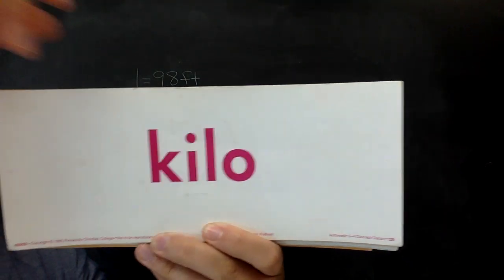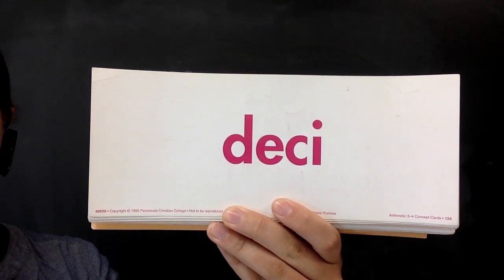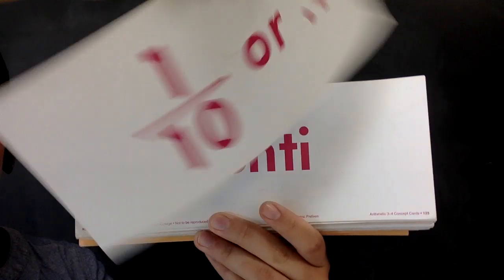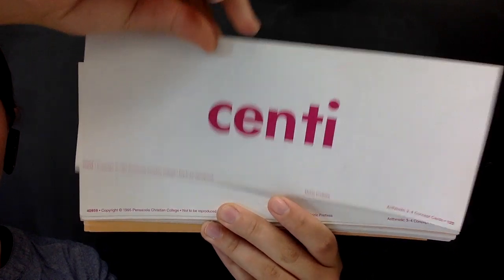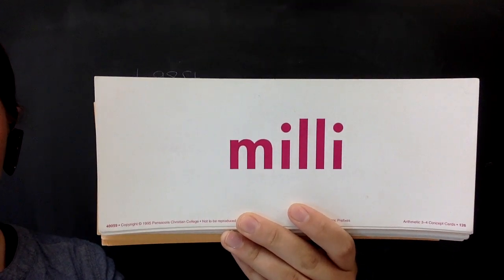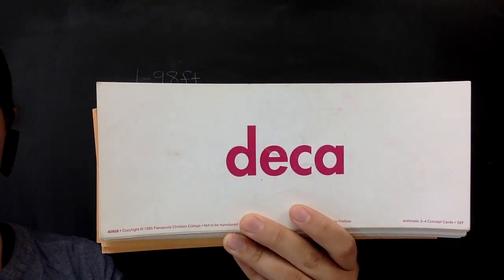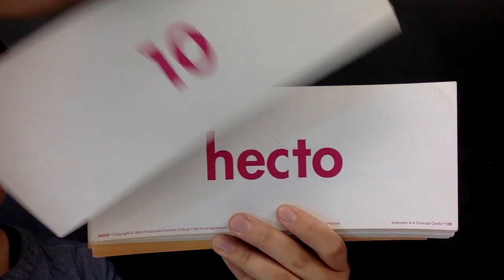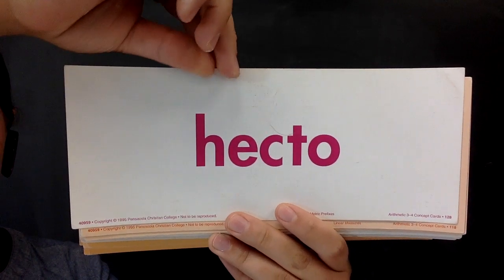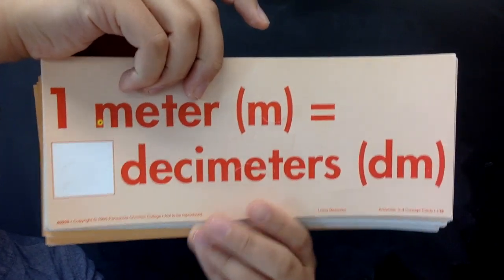So what does kilo mean? 1,000. Deci? 1/10. Centa? 100th. Milla? 1,000th. Deca? 10. Hecto? 100.